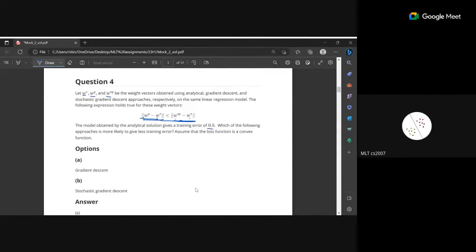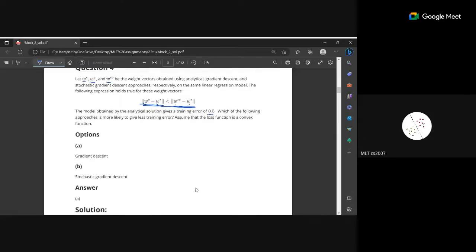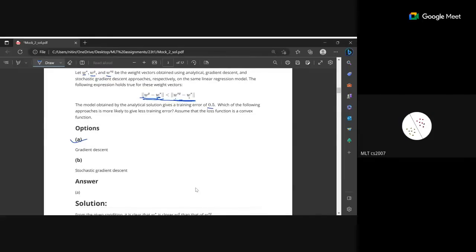So which of the following approaches is more likely to give less training error? Out of these two, which will give me the less error? The one which is closer to W star. Yeah, gradient descent will give me the less error. If it is opposite, then it is the stochastic gradient descent. If the stochastic gradient descent weight vector is closer to W star, then that will achieve less error.